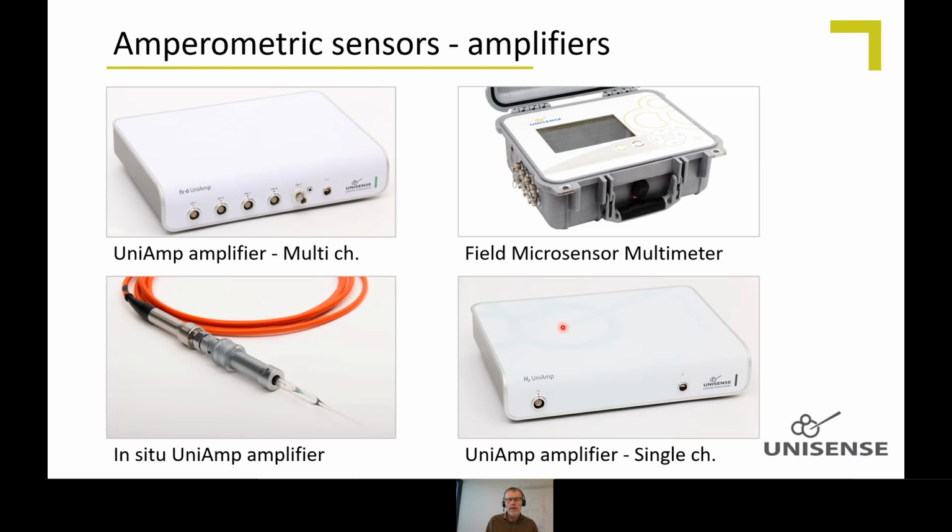And we have dedicated amplifiers for one type of sensor only. This is a hydrogen Uniamp sensor. We have the field microsensor multimeter, which is the one that is splash proof. It is battery powered and can be taken to the field in the rain and so on. And then we have the in situ Uniamp, where you mount sensors you want to use with the in situ equipment.